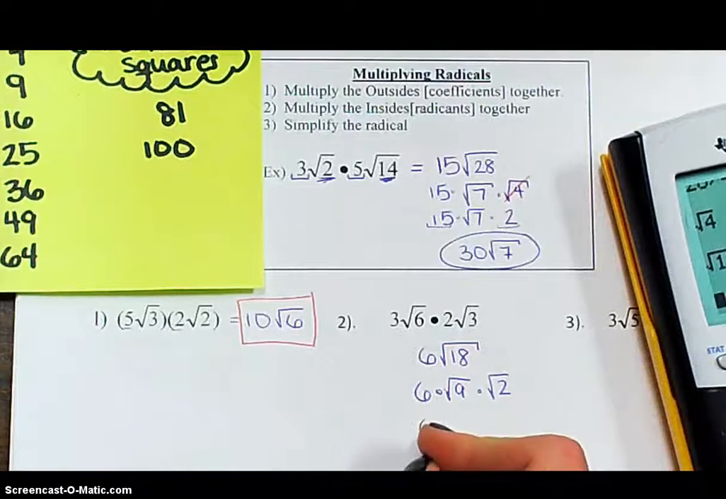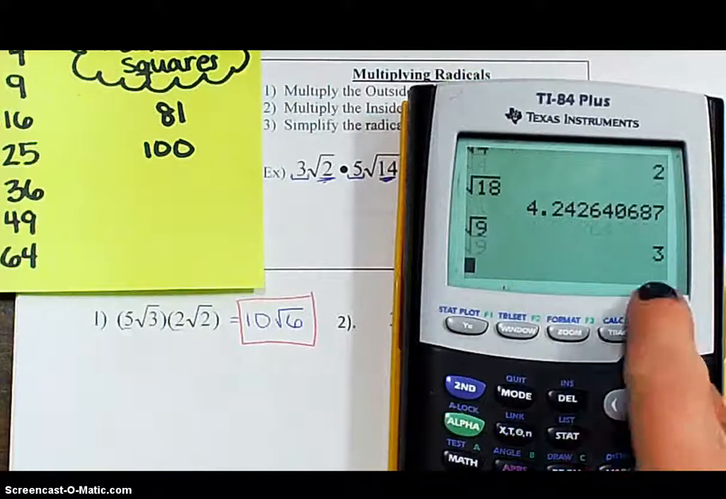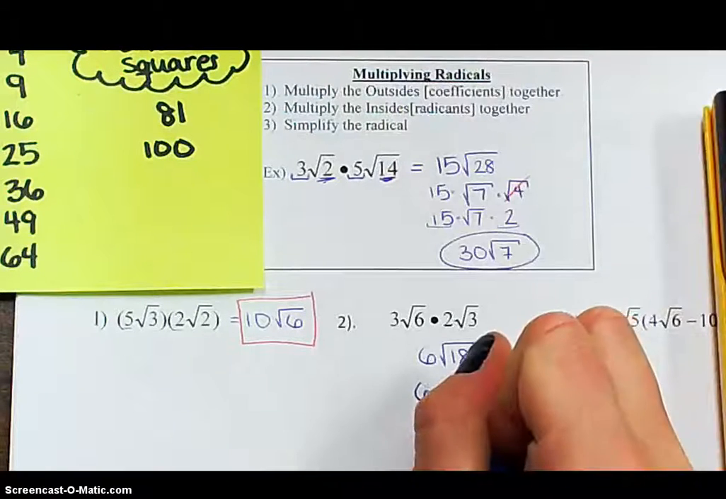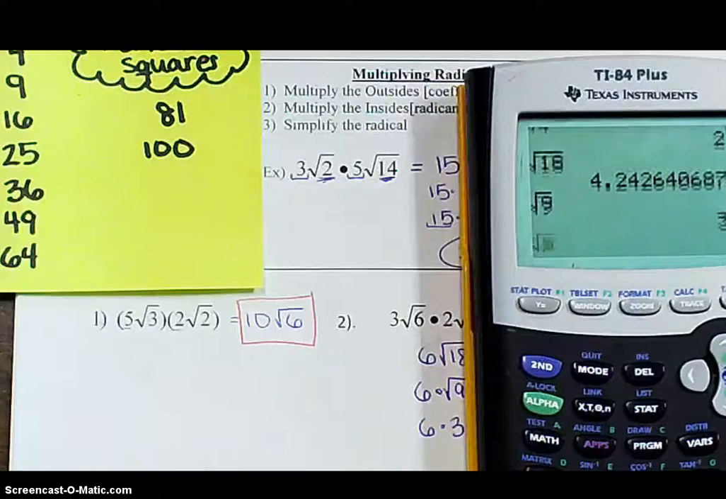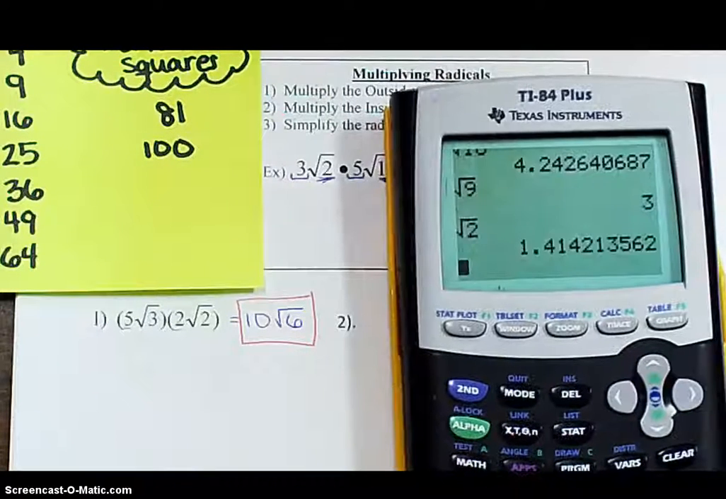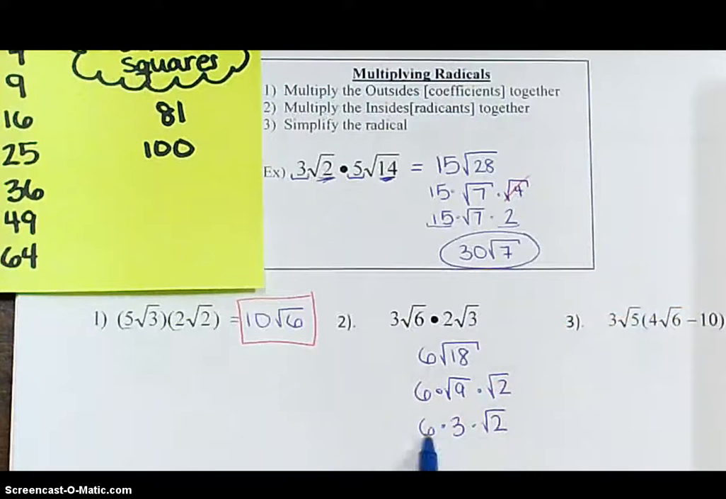The 6 stays the same. The square root of 9, if I plug it in my calculator, we get 3. So I'm going to go times 3. Now, I cannot take the square root of 2. It is not a perfect square. If I plug it in, I get an irrational, so it stays the same. And then I multiply the whole numbers together. 6 times 3 is 18, radical 2. And that's our final answer.